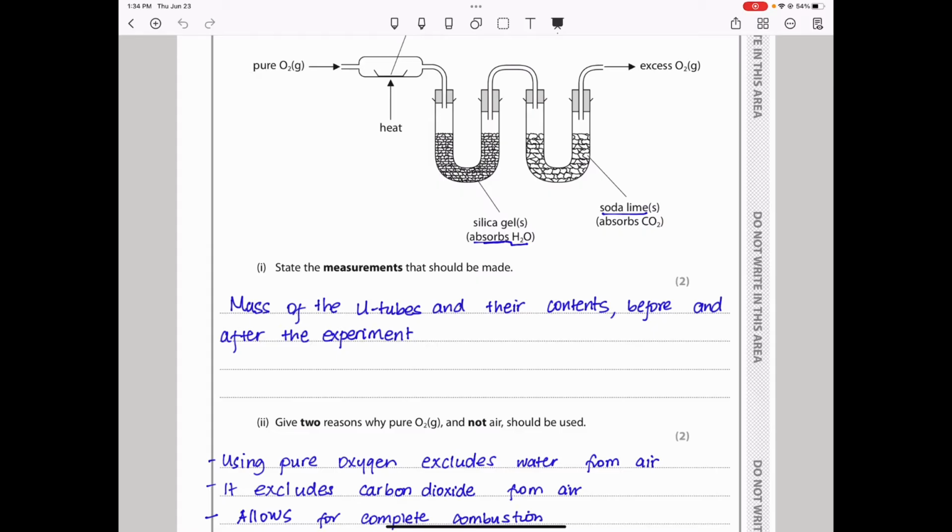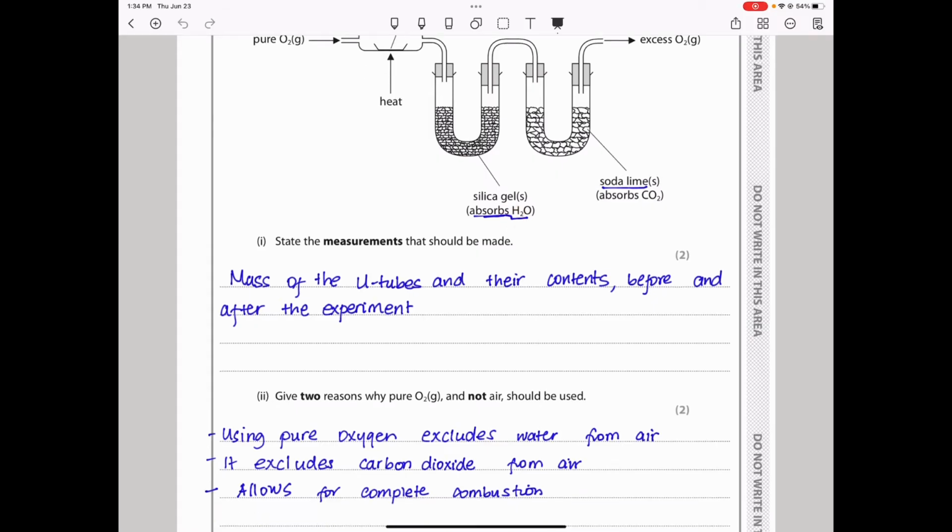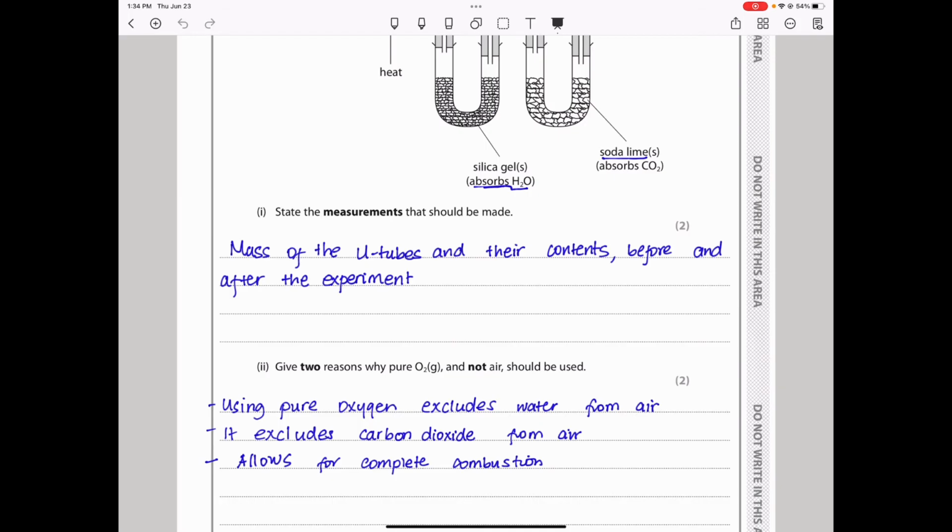And then we need to measure their masses at the end of the experiment, that is, after they have absorbed carbon dioxide as well as water. This helps us determine the mass of water absorbed as well as the mass of carbon dioxide that has been absorbed, so that we can use those masses to find the mass of hydrogen and the mass of carbon in the carbon dioxide.